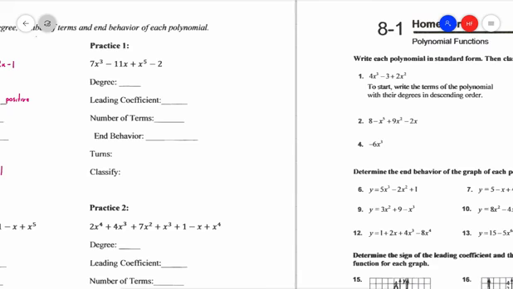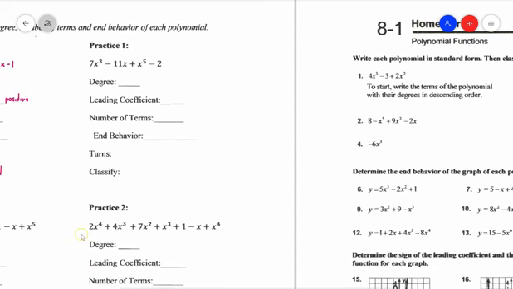Then on practice 1, we have 7x cubed minus 11x plus x to the 5th power minus 2. So I'm going to combine any like terms if I can. I don't see any that I can combine, so I'll just jump straight into writing it in standard form. x to the 5th is first, plus 7x to the 3rd minus 11x minus 2.